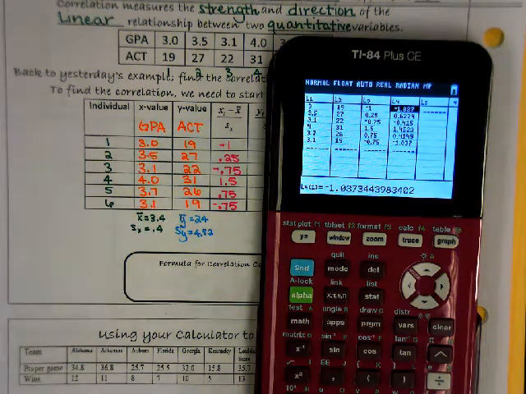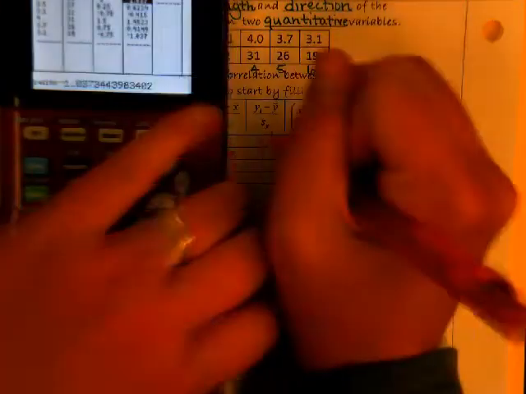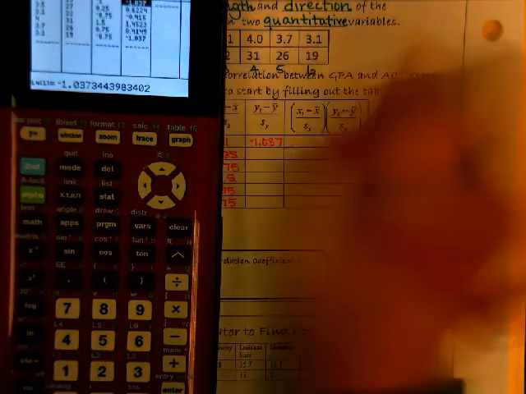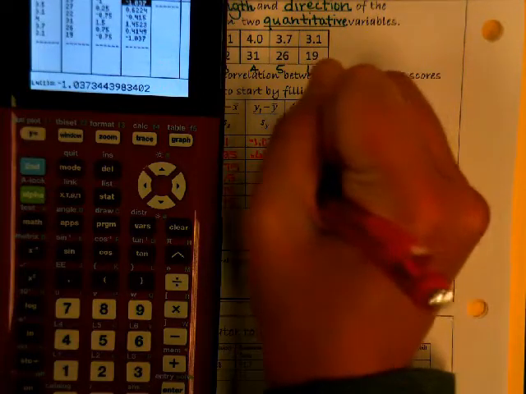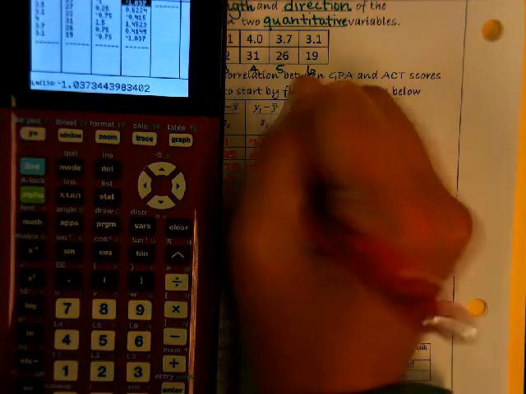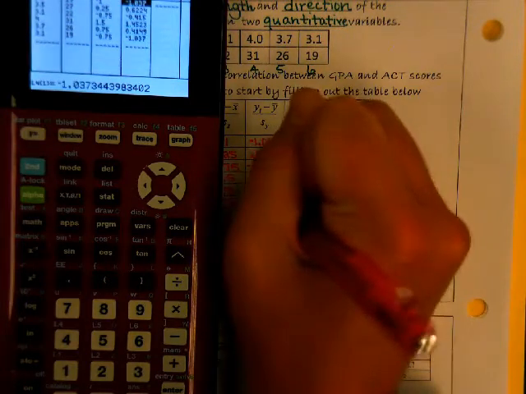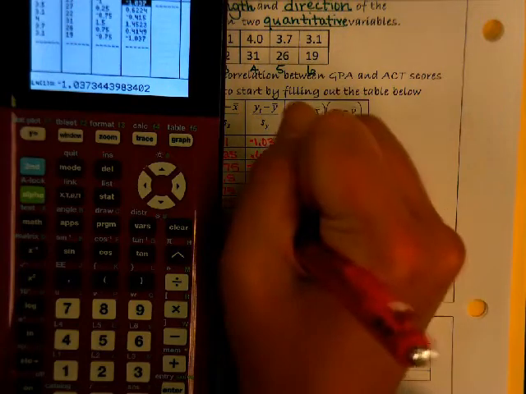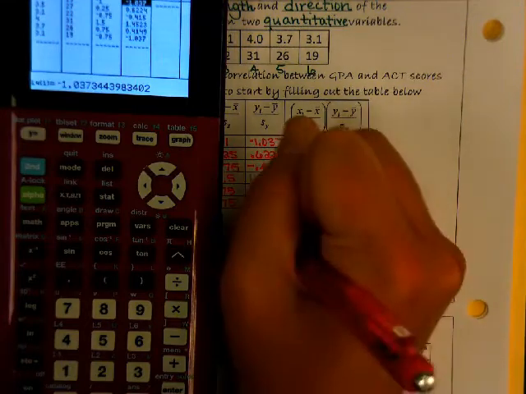So we have the z-scores for both x and y. And if you notice that last column, it is your z-scores multiplied together.